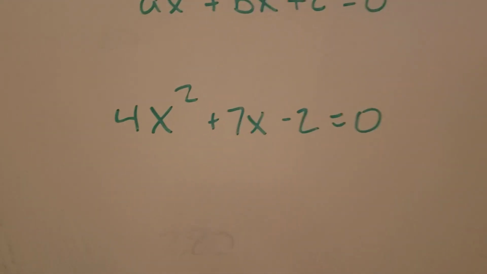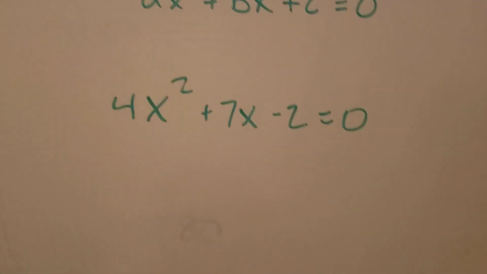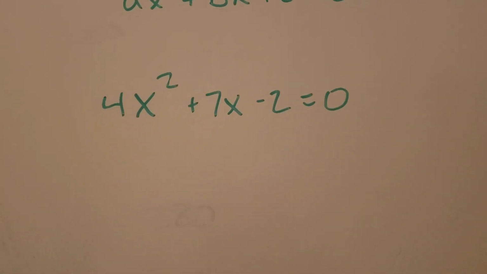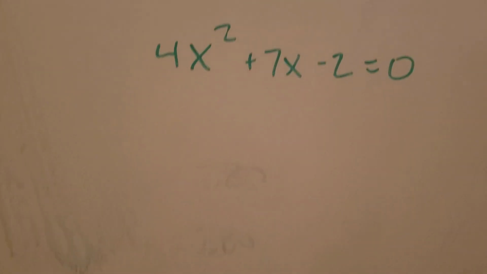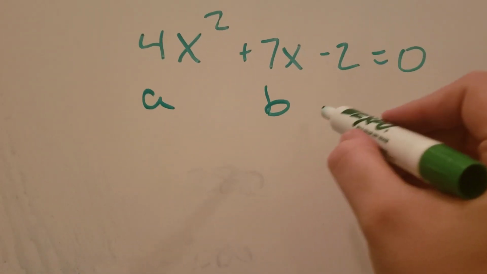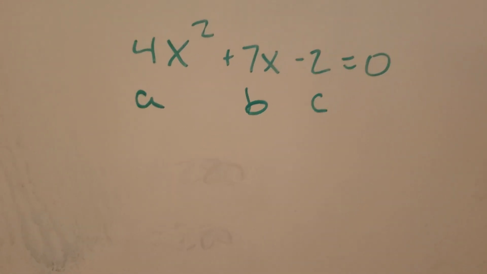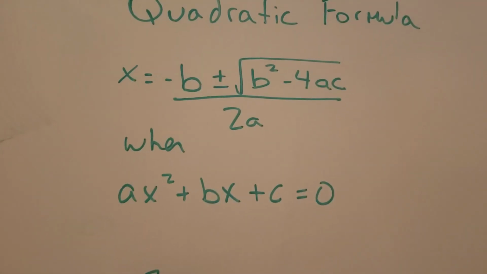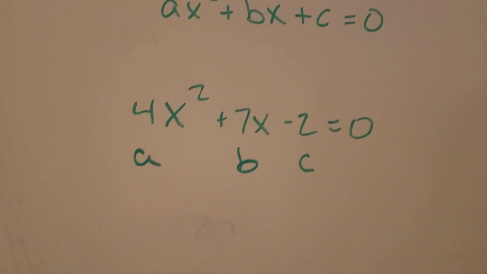Let's take a look here at our example equation. We've got 4x squared plus 7x minus 2 equals 0. Well, we know that the 4 is A, the 7 is B, and the 2 is C. We can take those values and plug them into that equation up there and find the answer.